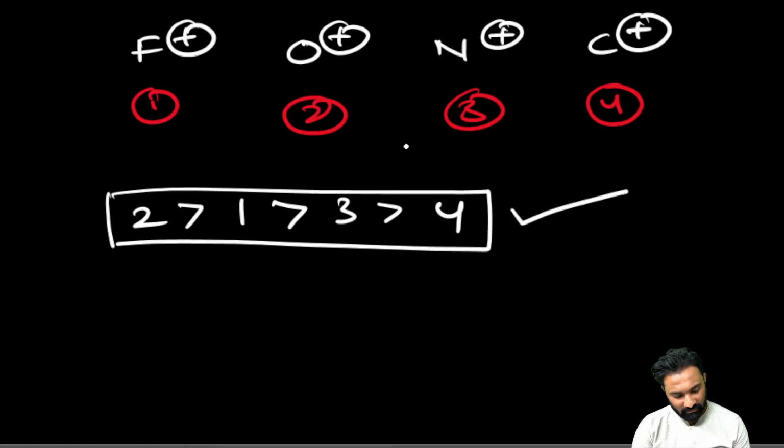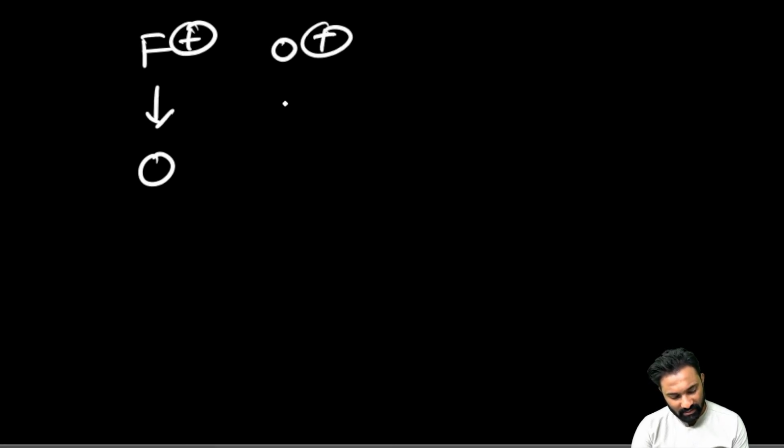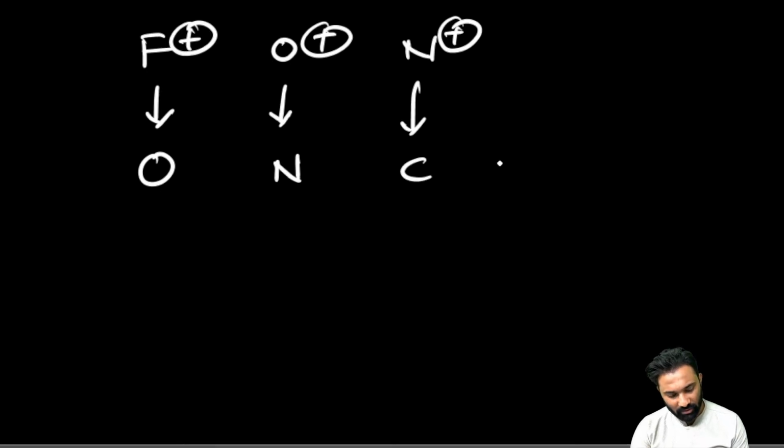Why? Because now you see here this F plus means it has reached the oxygen electronic configuration. Now O plus means it has reached the nitrogen electronic configuration, and N plus means it has reached the carbon electronic configuration. C plus means it has reached the beryllium electronic configuration.